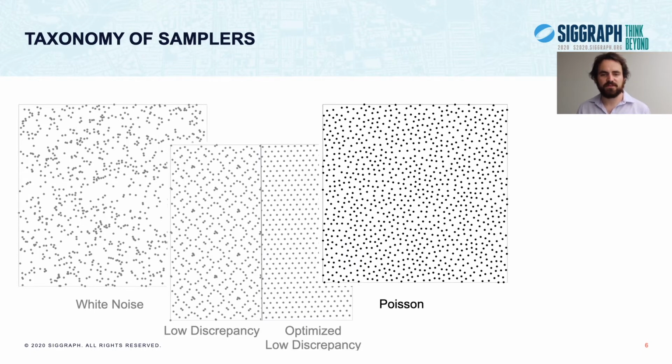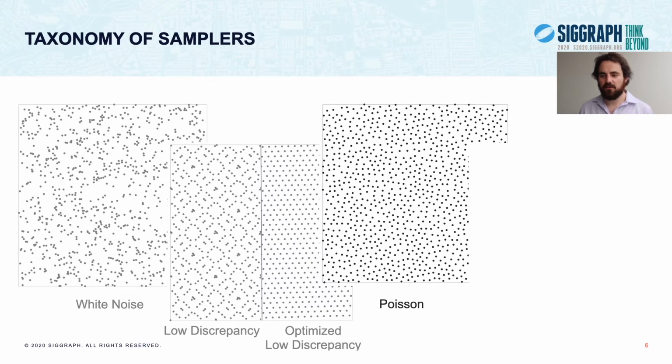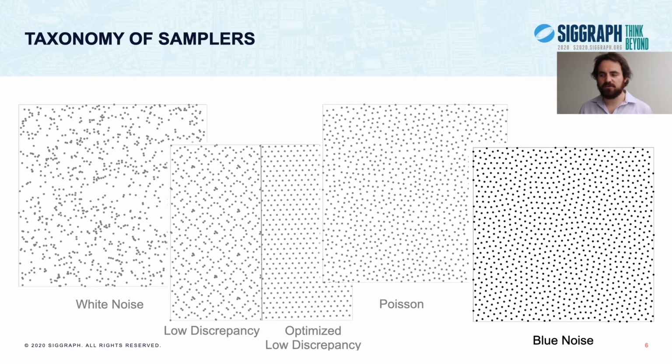Then we have Poisson sampling that is difficult to compute in higher dimensions and that doesn't converge that fast. And then we have blue noise sampling, that is the kind of sampler we are trying to make. And they usually have a quite fast convergence rate, but since they are based on optimal transport, and as we will see, it's complicated to compute, they do not go that high in dimensions.